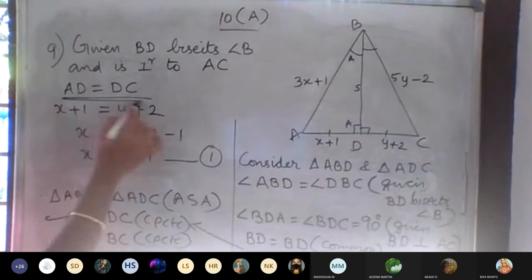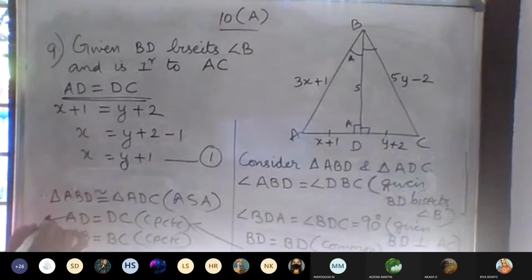So we wrote AD is equal to DC and we got x is equal to y plus 1. So next we have to consider which one? AB is equal to BC. So using that we will get another equation.